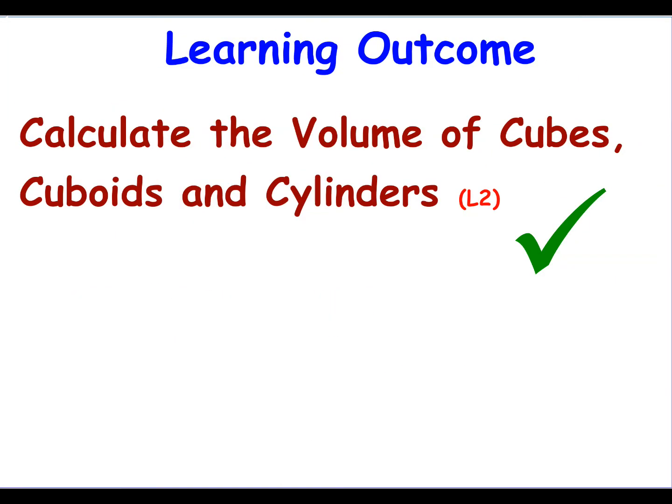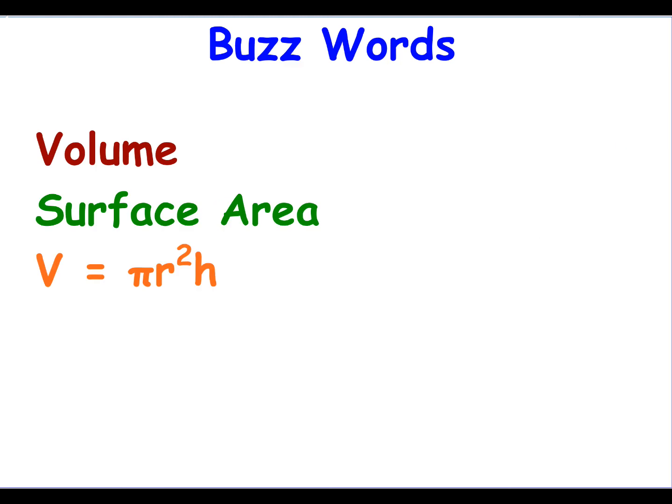And that completes the learning outcome to calculate the volume of cubes, cuboids and cylinders. And don't forget, you'll be given formula for other three-dimensional shapes. The buzzwords for this lesson have been volume, where you have the area of your two-dimensional shape multiplied by your third dimension. That's the best way to remember the way to calculate volumes of the basic three-dimensional shapes, such as the cube, the cuboid, the triangular prism, and the cylinder.